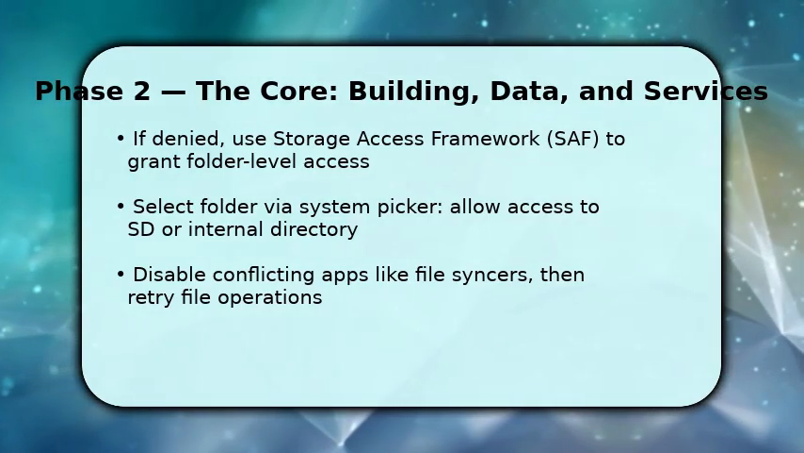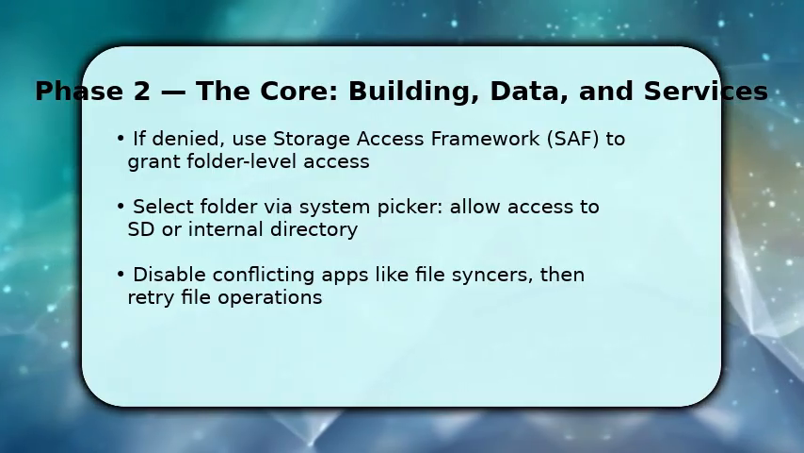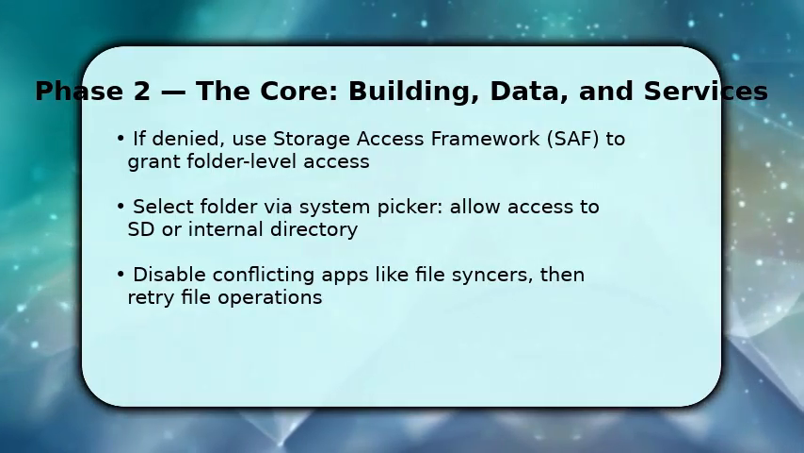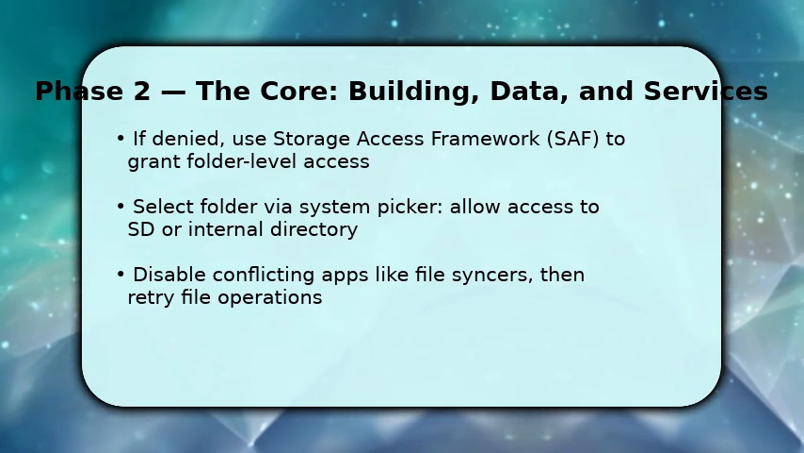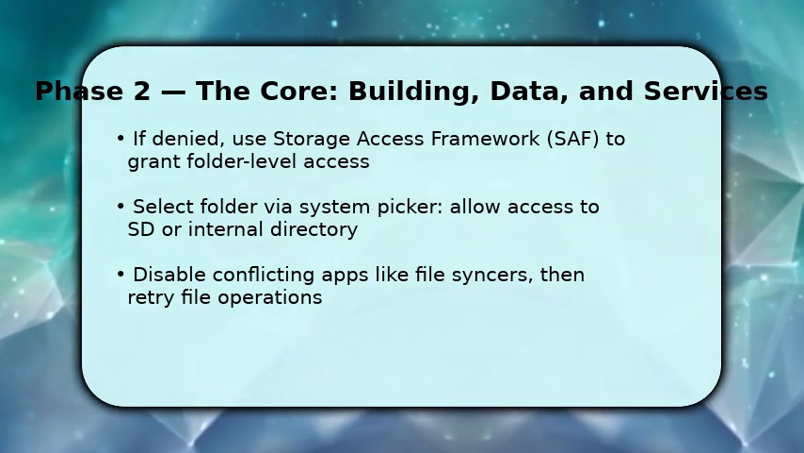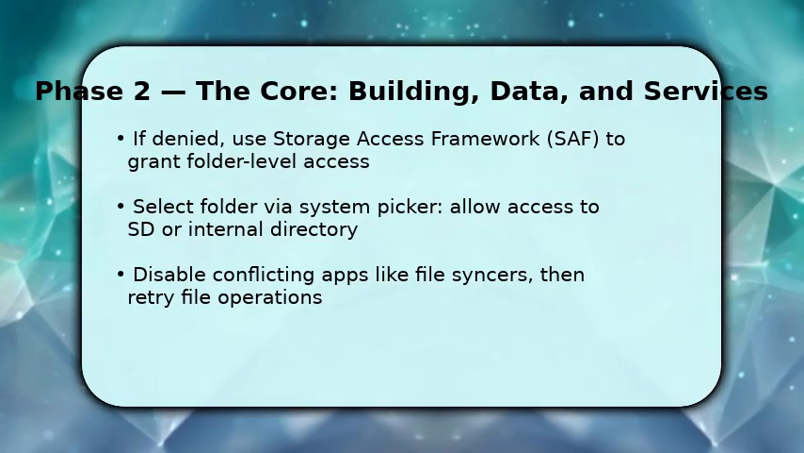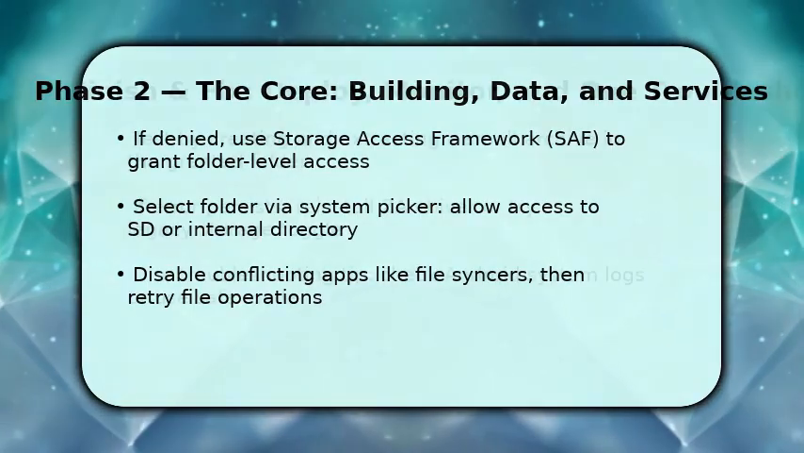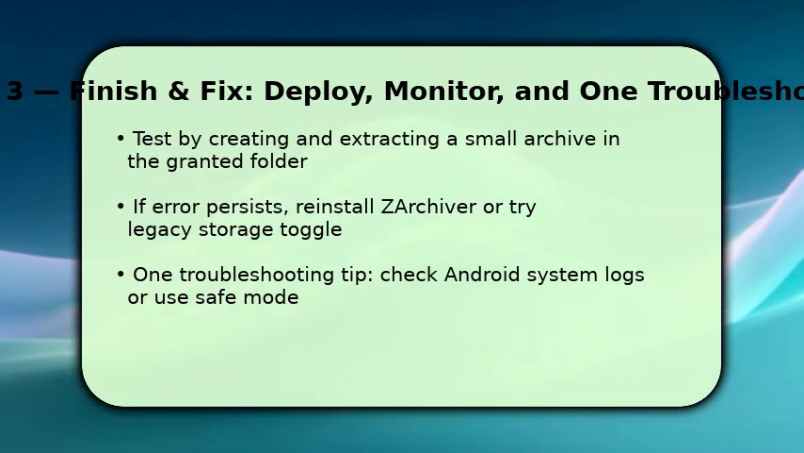If access is still denied, temporarily disable apps that lock files, such as backup or sync services, because those can hold exclusive locks. Finally, clear Zarchiver cache and restart the app to ensure permissions take effect. Finish by testing. Create a small zip and extract it into the folder you granted.